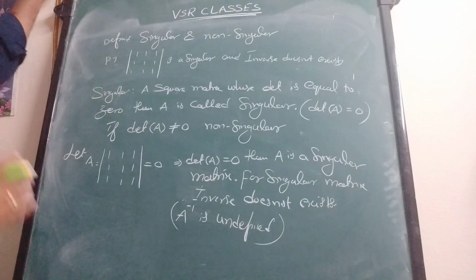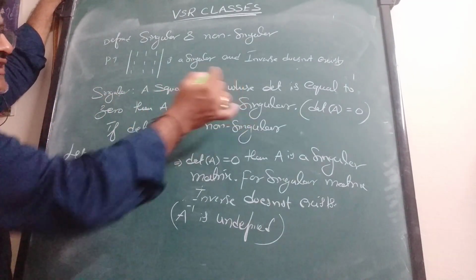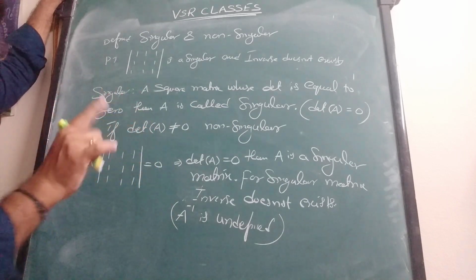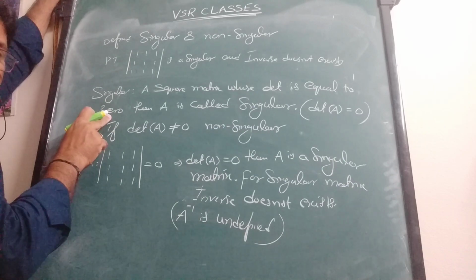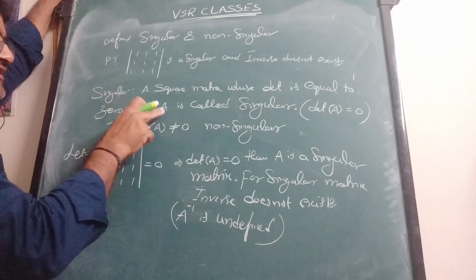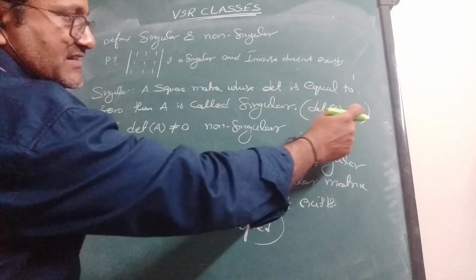Okay. Now what is the definition of a singular matrix? A square matrix whose det, meaning determinant, is equal to 0, then A is called singular. That is, det A is equal to 0.